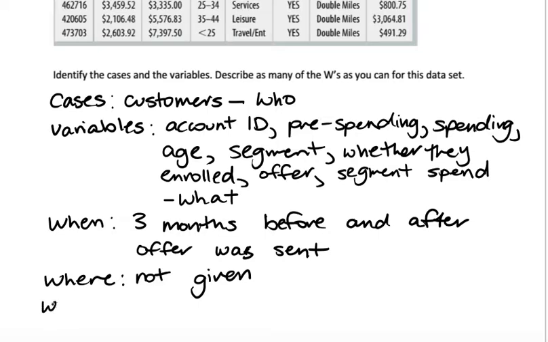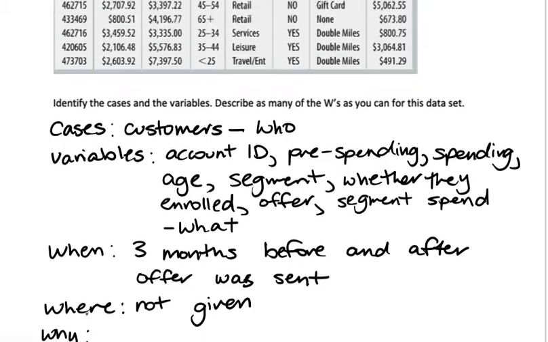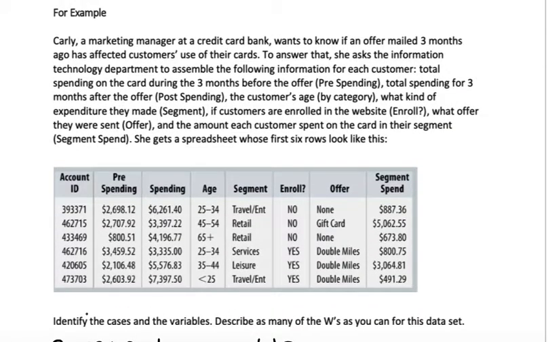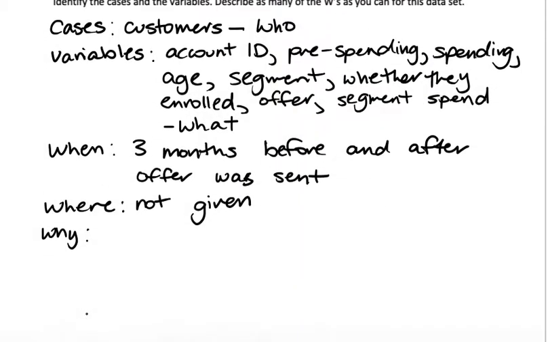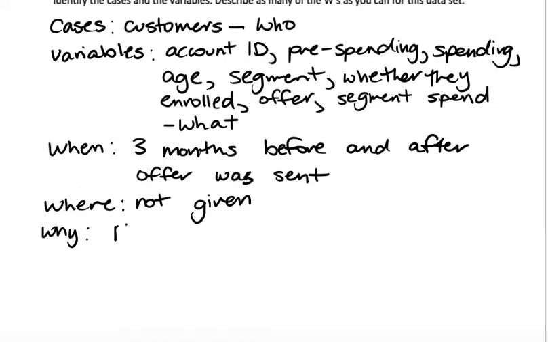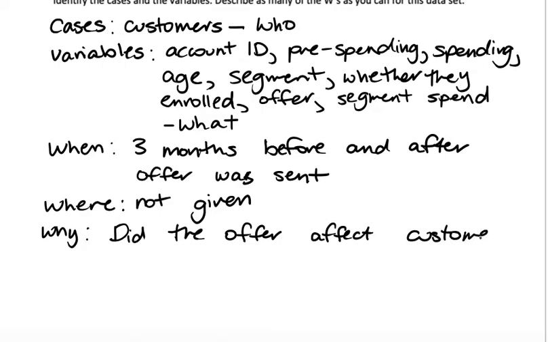And lastly, we have why. So the why is really the question that we want to answer by collecting the data. So if we go back up here, we see that Carly wants to know if the offer has affected customers' use of their cards. So that's the why. Did the offer affect customers' use of the card? So those are the 5 W's.